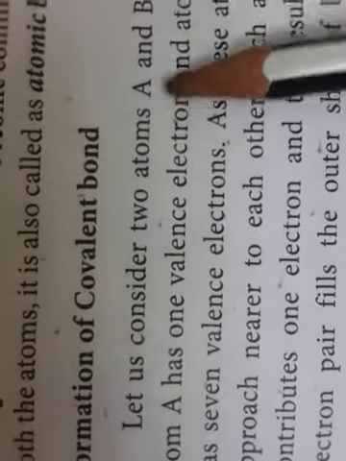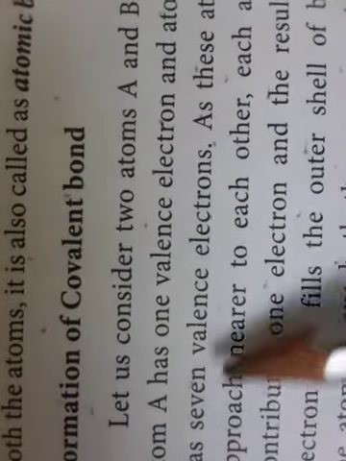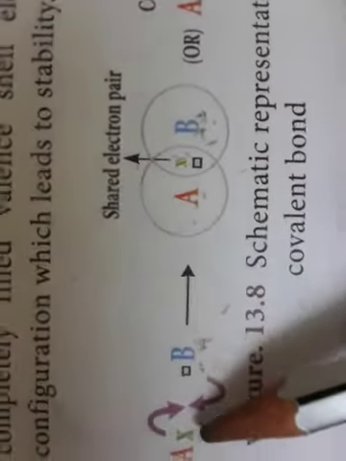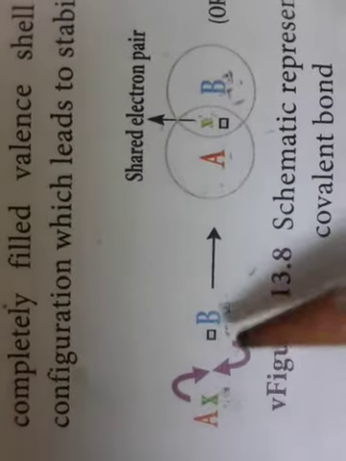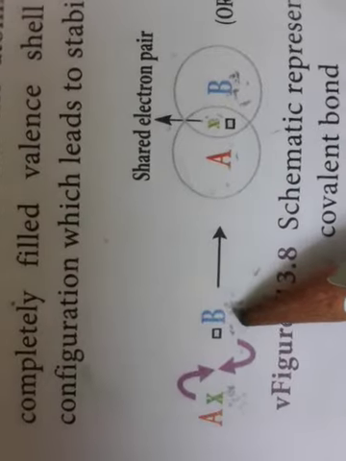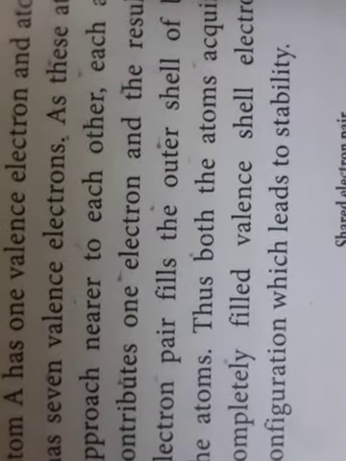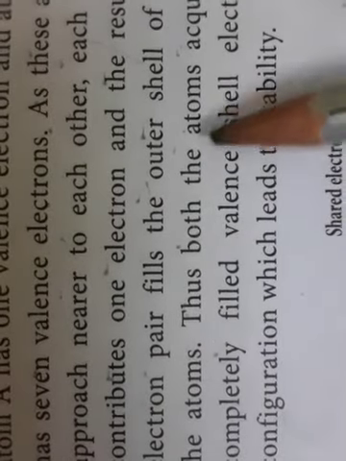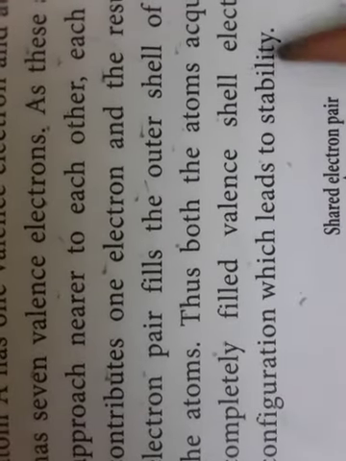Let us consider two atoms A and B. Atom A has one valence electron and atom B has 7 valence electrons. Here in the diagram, two atoms A and B are given. A has only one electron and B has 7 electrons in the outermost orbit. As these atoms approach nearer to each other, each atom contributes one electron, and the resulting electron pair fills the outer shell of both the atoms. Thus, both atoms acquire a completely filled valence shell electronic configuration, which leads to stability.